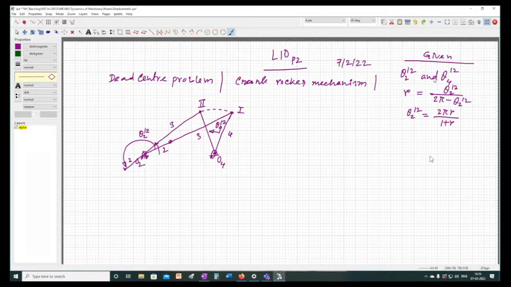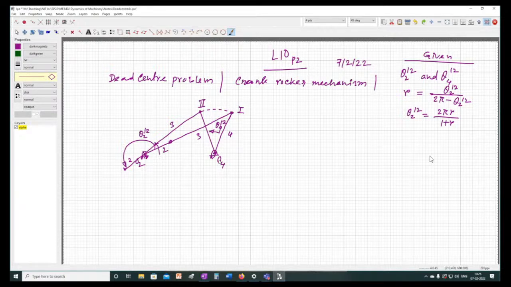So in this case you see that the two extreme positions are given, or this r, if this r is given, from that you can get this theta 2 12, and theta 4 12 is given. So the two extreme positions of the crank and follower are given. Using this given data, we have to find out what are the lengths of these links L2, L3, also L4. This is the problem we have to solve, and this is a dead center problem.